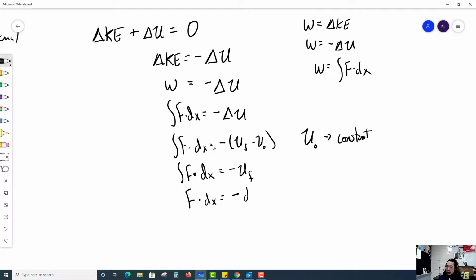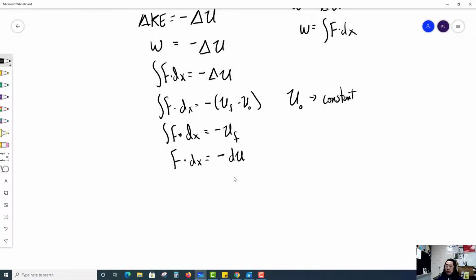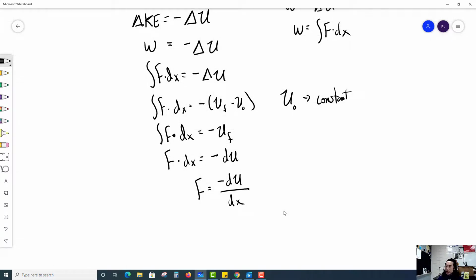negative du, because we just took the integral or the derivative of u. All right. So from there, we can find that force is equal to negative du divided by dx. Okay, so what this tells us is that the minute change in potential energy over the change in position gives us the force. I'm going to put a negative there.